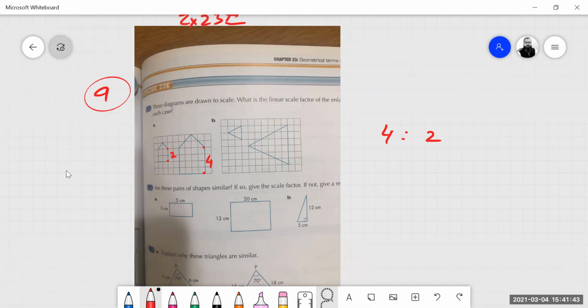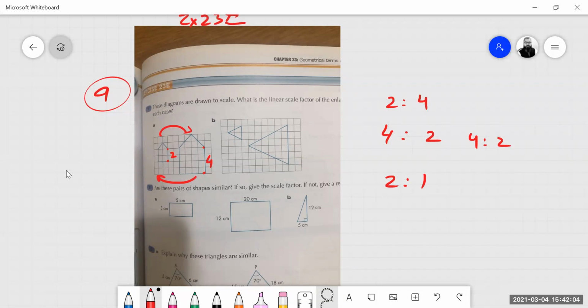Sir, why did we put 4 before 2? We start from B or from A. If you move from here to here, the ratio will be 2:4. If you move from here to here, this will be 4:2. Oh, I understood. Okay.